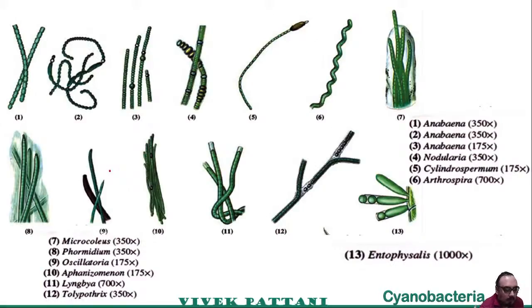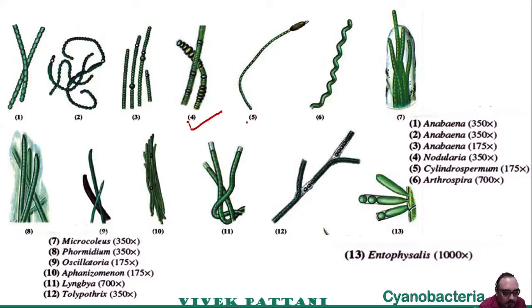Okay. Next come the cyanobacteria, some of which are also included in the cyanobacterial forms, which are basically bacteria, but some of them also include the cyanobacteria in the unicellular forms, also in the case of algae, some of them. The first, second, third is basically Anabaena. The fourth one is Nodularia.